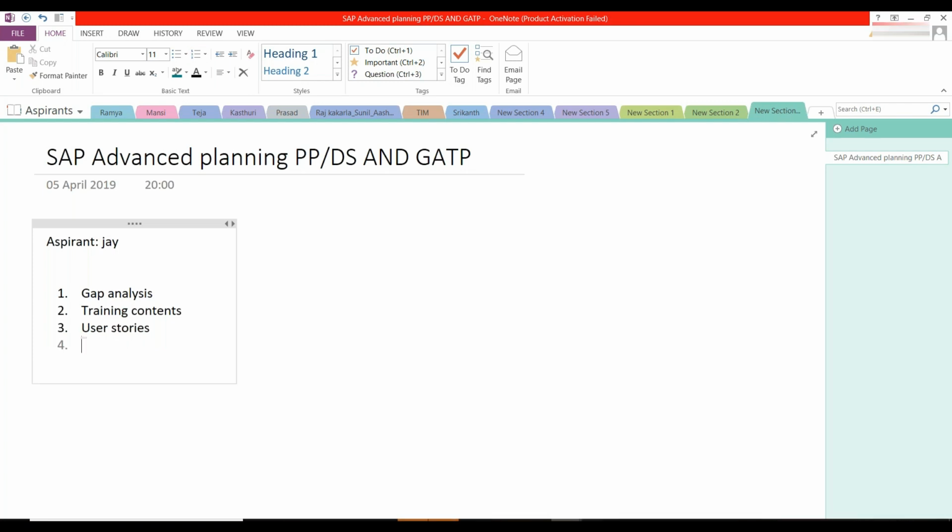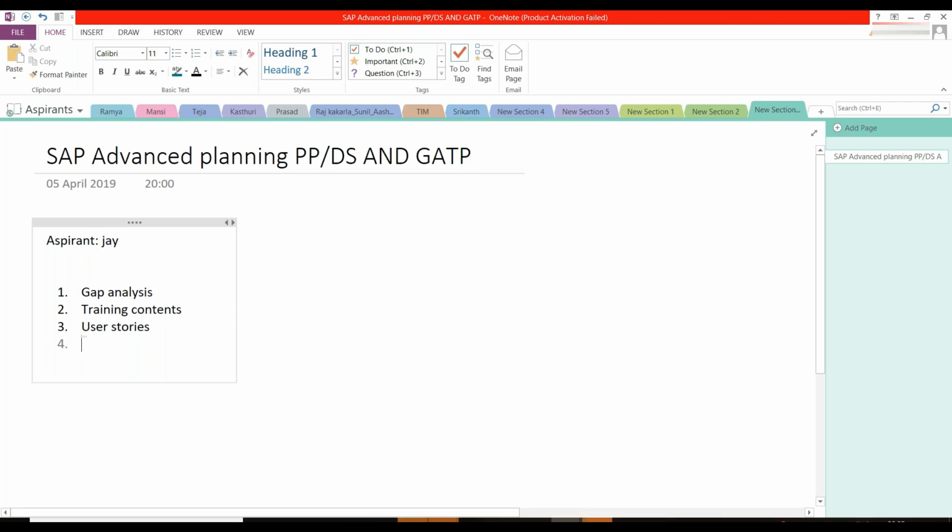Speaking about the user stories, we try to use the methodologies we learn in PPDS in different challenges. We take up real-time challenges and see how they have been fixed, or fulfilled, with these user stories. That gives us a much broader view of different business aspects and the contexts in which it has been used. So these are three important aspects: starting with gap analysis sessions, then the training contents, and then the user stories. Am I clear so far, Jay?